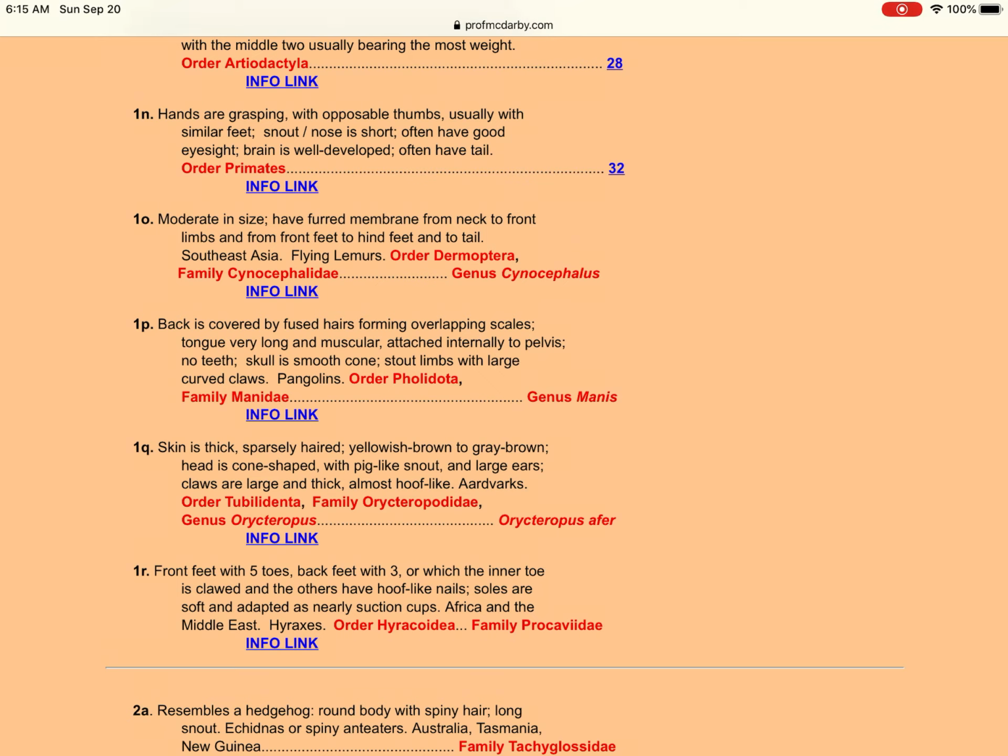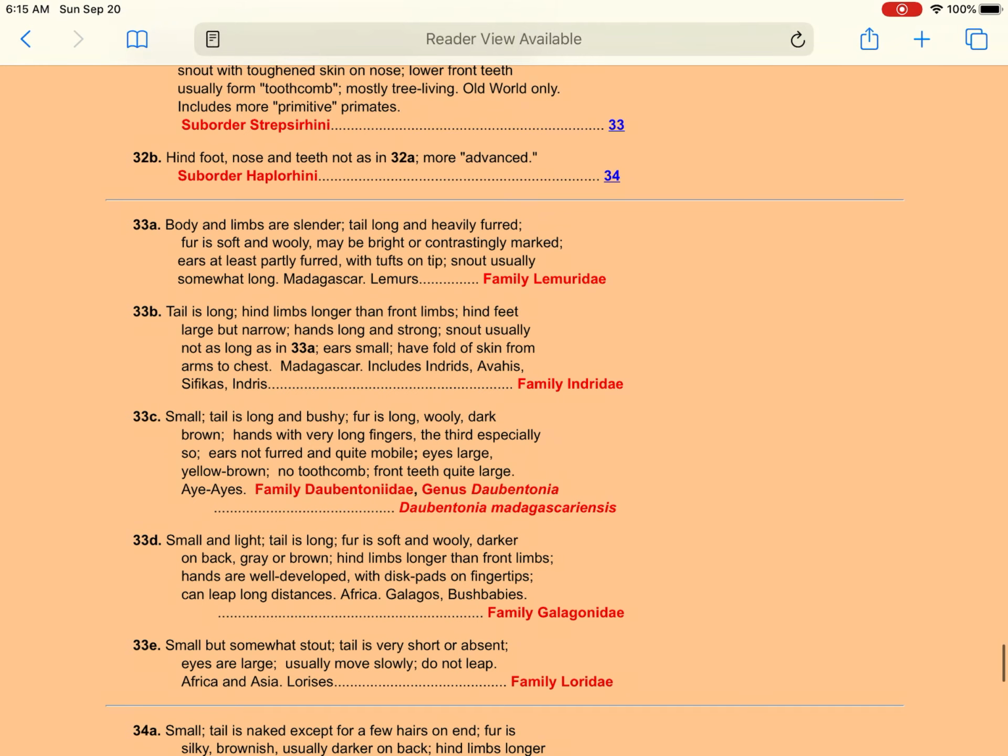1Q, aardvarks. That's not us. 1R, hyraxes. Okay, it looks like primates up above. N is what's going to fit us. And I'm going to tap on the number here, number 32. It just takes us through the numbers in this group. If it'll read it. Come on. There we go.